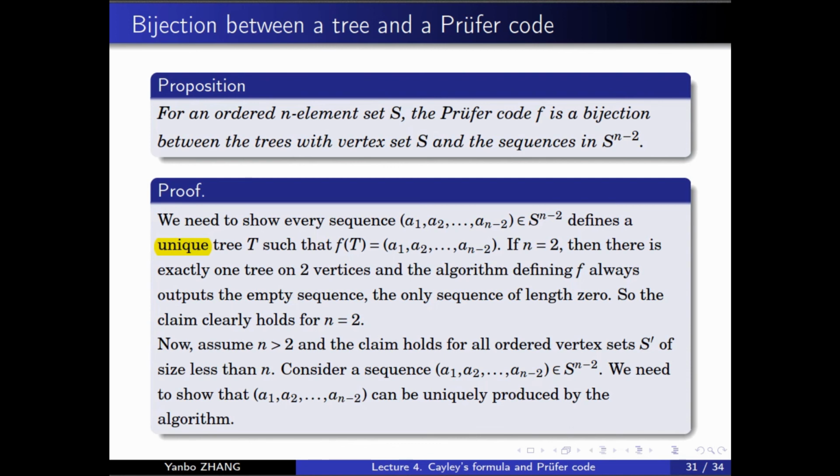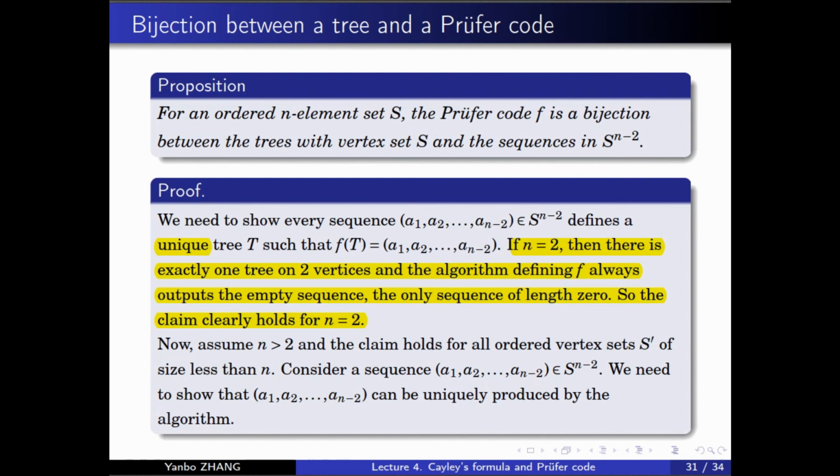The algorithm in the last section is actually from this proof. We prove it by induction. The induction base is n equals 2. Then there is exactly 1 tree on 2 vertices. The algorithm defining F is the definition of Prufer code. The algorithm always outputs the empty sequence, the only sequence of length 0. So the claim clearly holds for n equals 2.